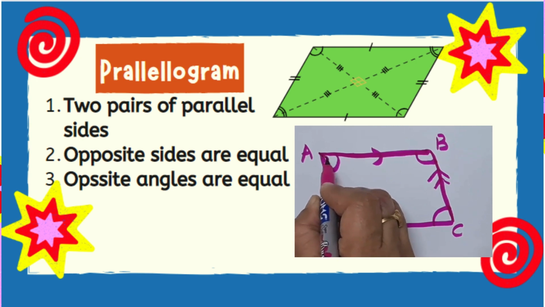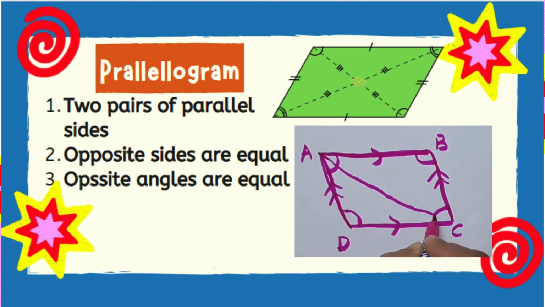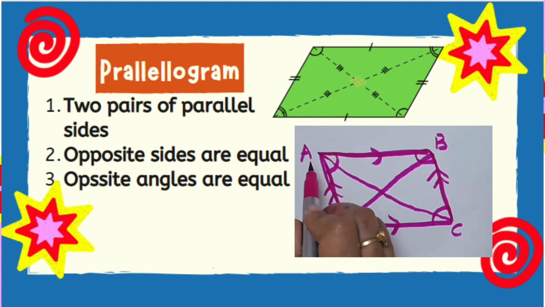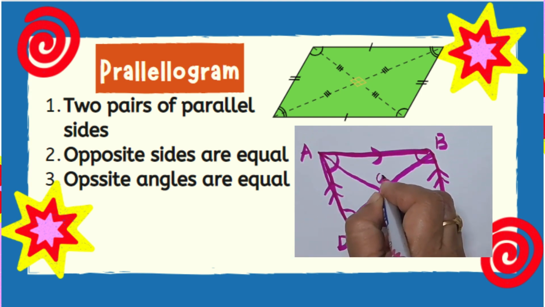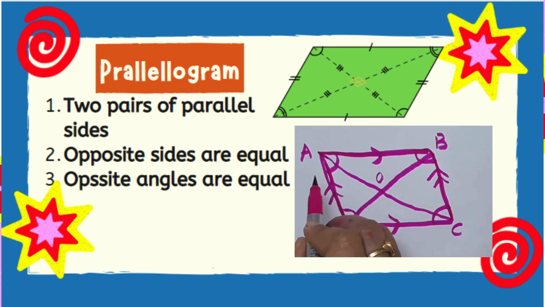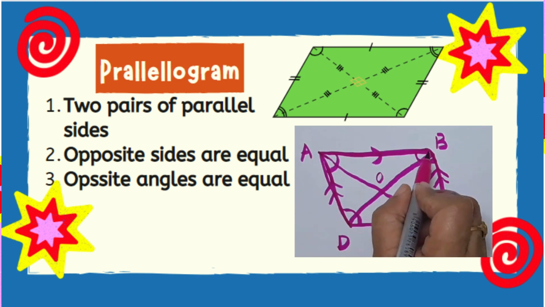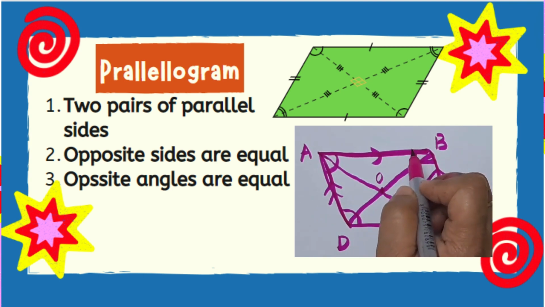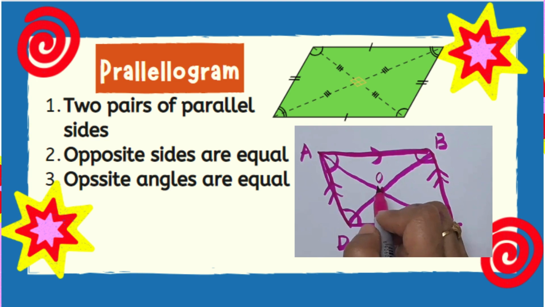Diagonals. We already know what a diagonal is. A line passing through the opposite vertices of a quadrilateral is called a diagonal. So diagonals bisect each other. What does bisect each other mean? The diagonals are meeting at point O. AO is equal to OC. DO is equal to OB. If this condition is met, then we can say that diagonals bisect each other.